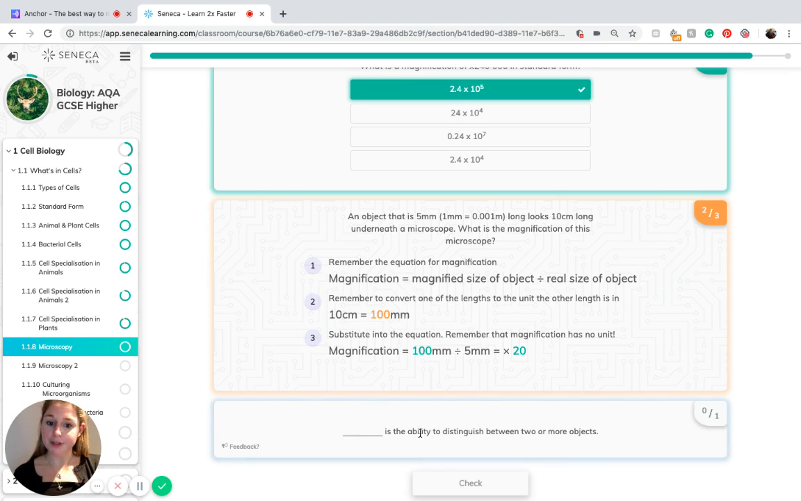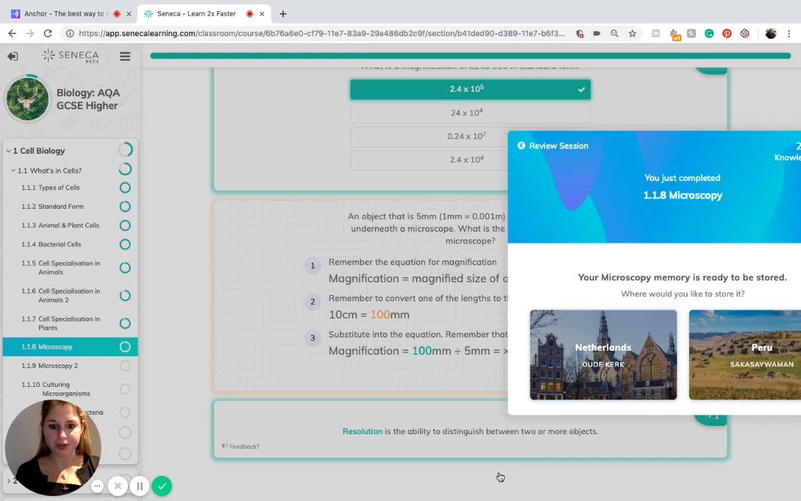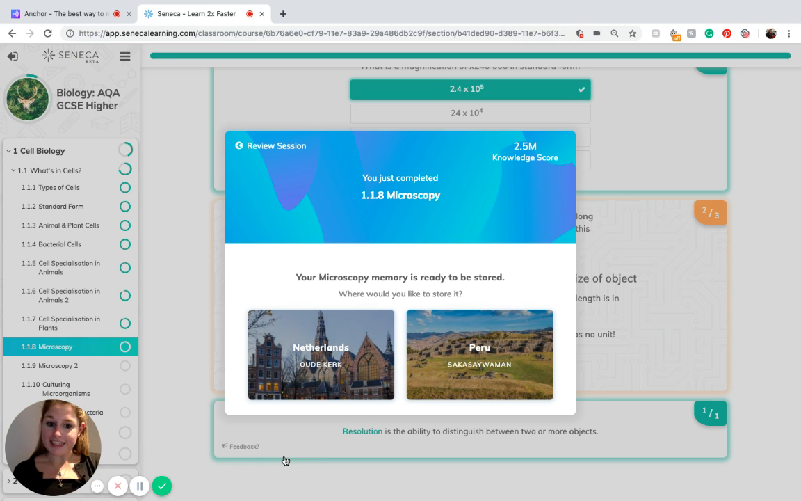So to recap the two important factors for magnification, we know that resolution is the ability to distinguish between two or more objects. Okay, so that summarizes microscopy, the first episode for now. Please move on to the second episode if you'd like to know more.